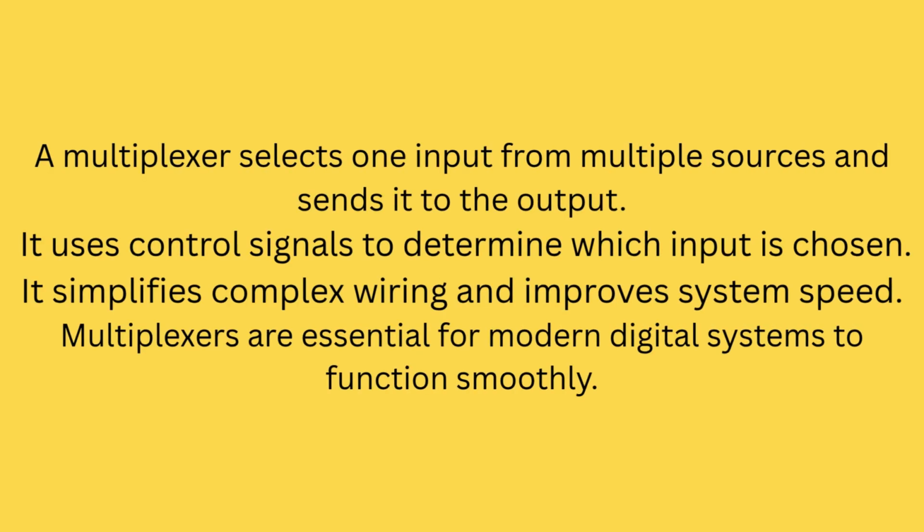Interference avoidance. In conclusion, a multiplexer selects one input from multiple sources and sends it to the output. It uses control signals to determine which input is chosen. It simplifies complex wiring and improves system speed. Multiplexers are essential for modern digital systems to function smoothly.